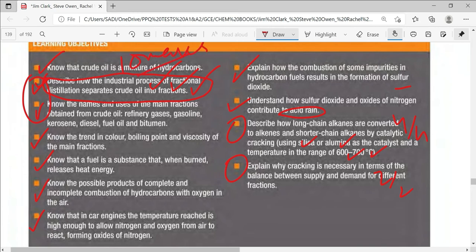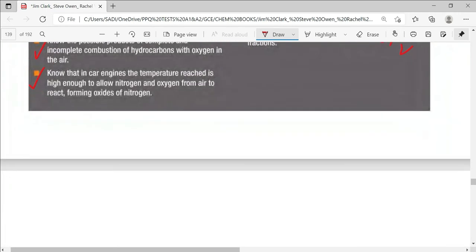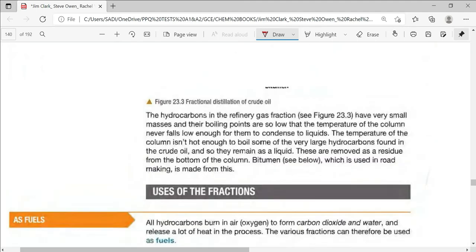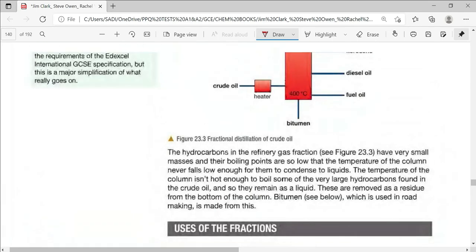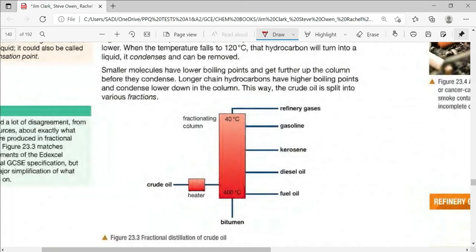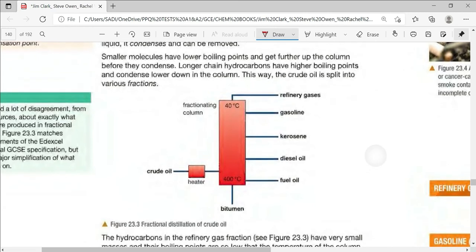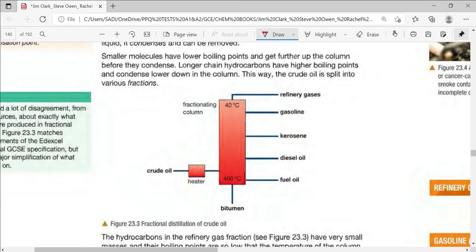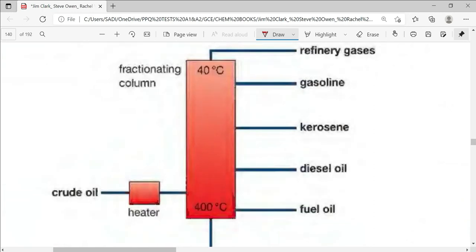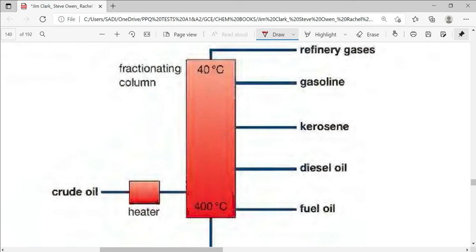Do you have any question? Now I'm moving towards fractional distillation. The fractionating column or fractionating chamber will be provided to you. Keep this in your mind. Either the picture will be provided to you and you will be asked to label the different fractions, so you have to memorize it.